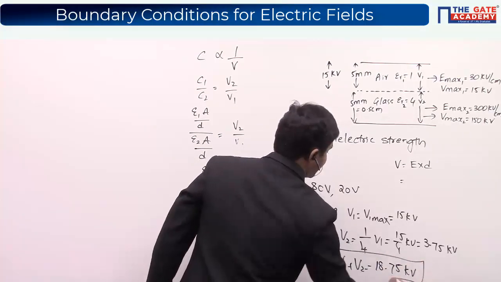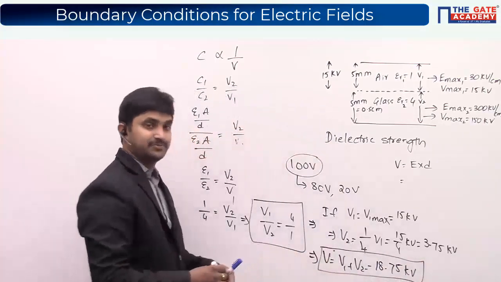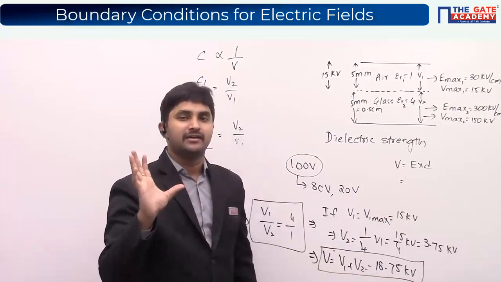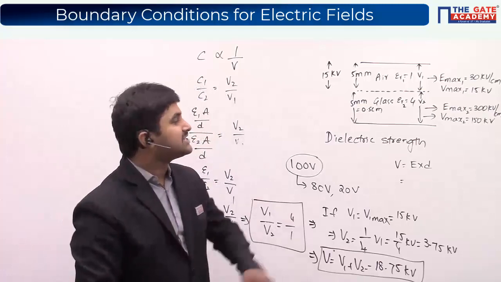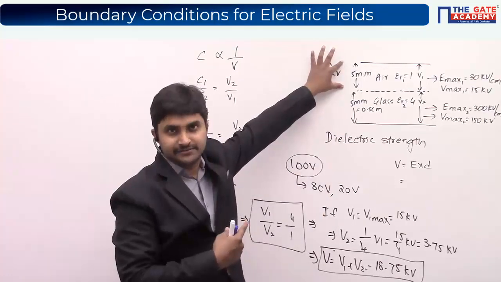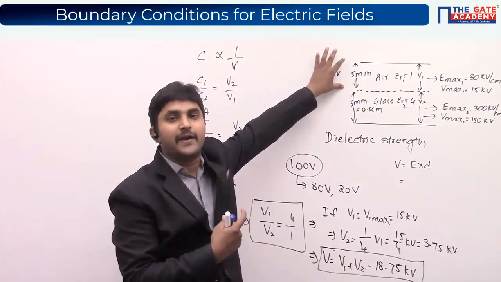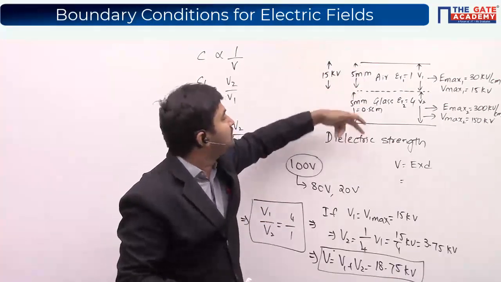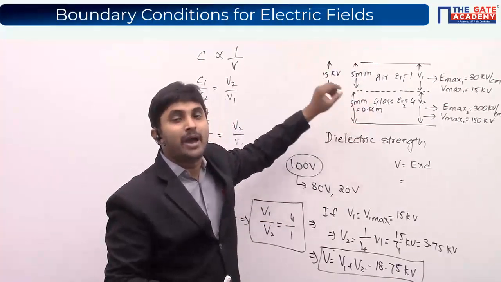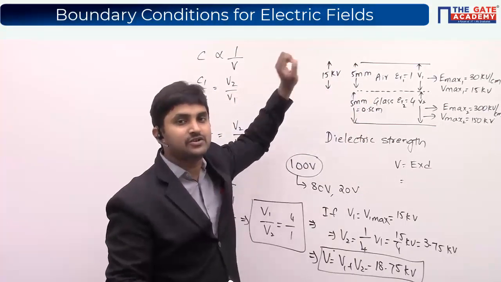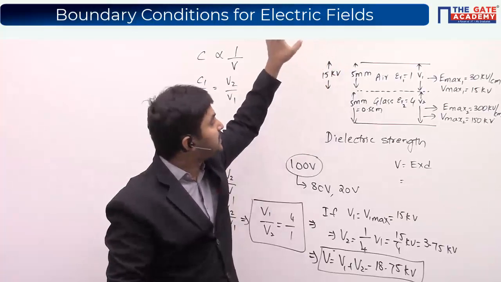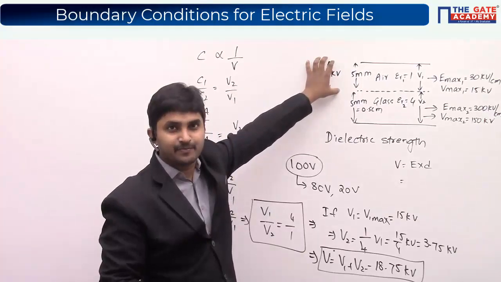Now the reason why I am moving to this approach is because the maximum value that you can apply without breakdown is dependent on the weaker part. And we know that whatever voltage you are applying in series, the maximum part of it, or 4 parts of it, is going to move into the air. So I will be doing it with respect to the weaker part only.